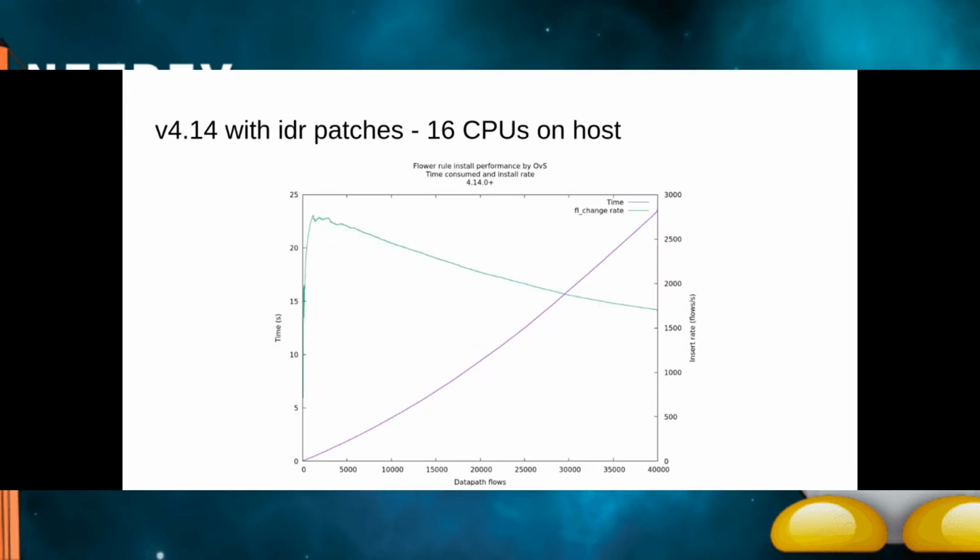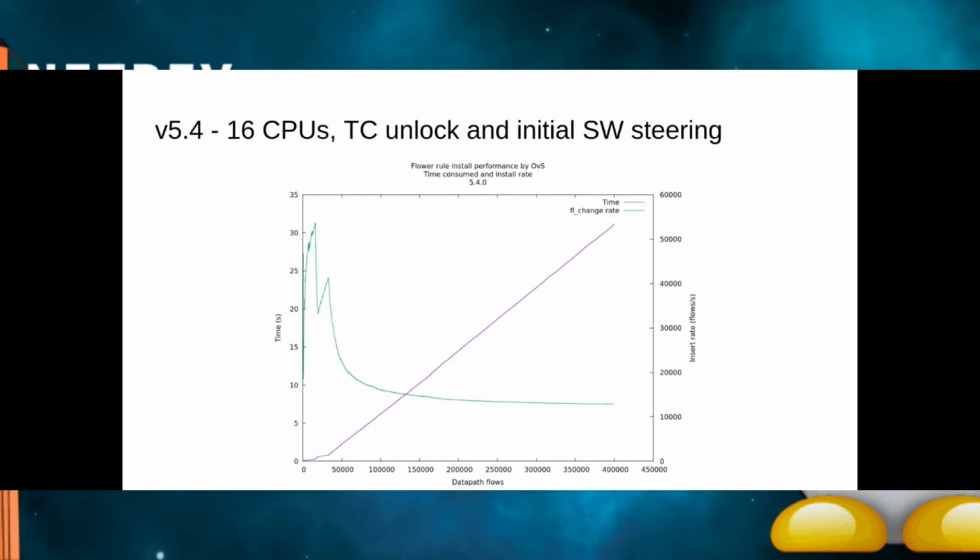And now with the IDR patches, it goes to 2,800 flows per second. And we still can see that offloading the next flow is expensive, more expensive than the previous one. With 5.4, 16 CPUs yet, with the patches to unlock TC and initial software steering.